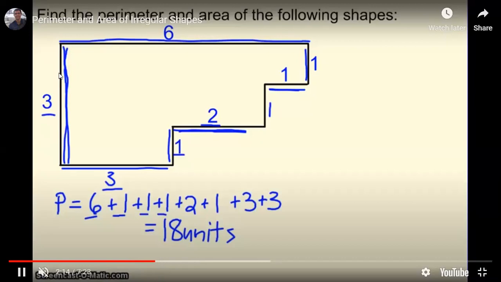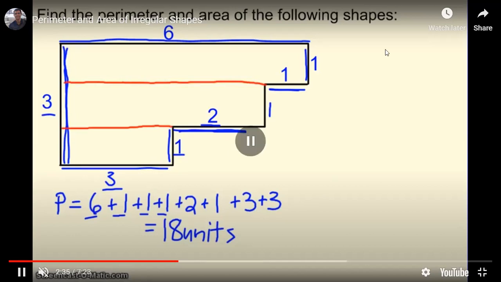And the vertical one, we have 3. Already he wrote 1 and another part was 1, so the missing part should be equal to 1. Then to calculate the perimeter for the whole figure, we are going to add all the sides from outside, because we are talking about the perimeter. So it will be 6 plus 1 plus 1 plus 1 plus 2 plus 1 plus 3 plus 3. Then we found that the perimeter was 18 units.